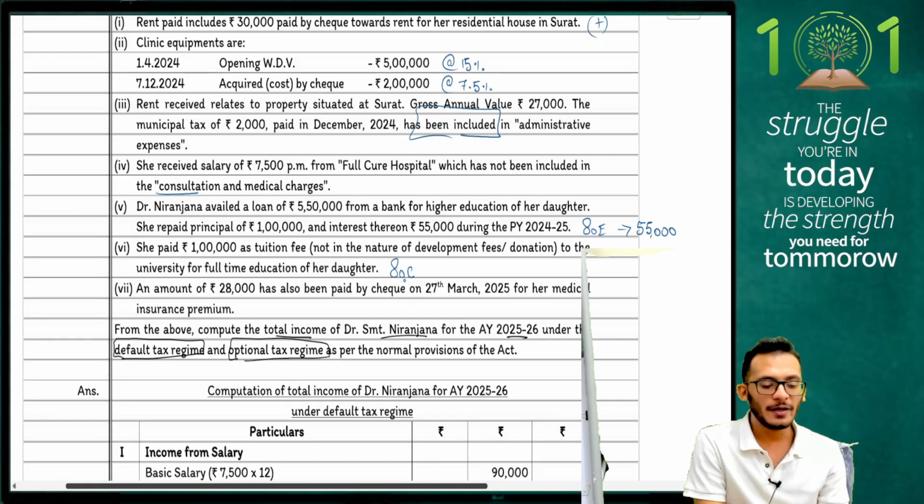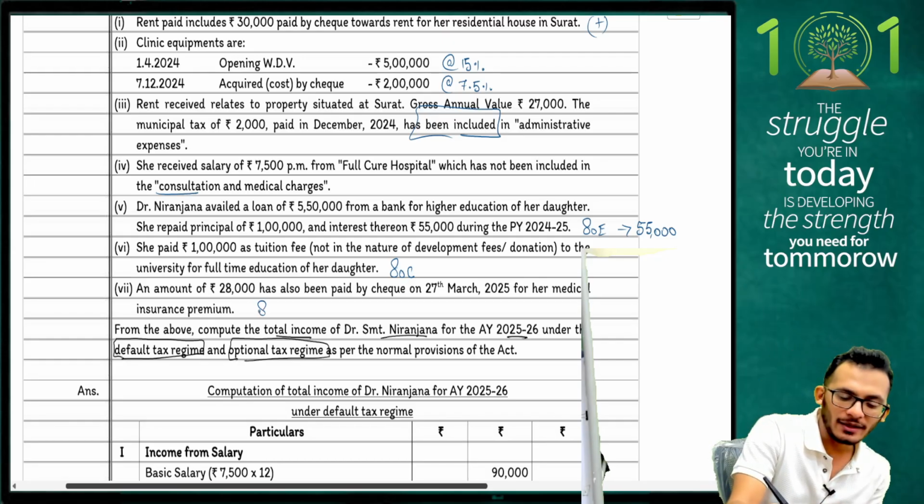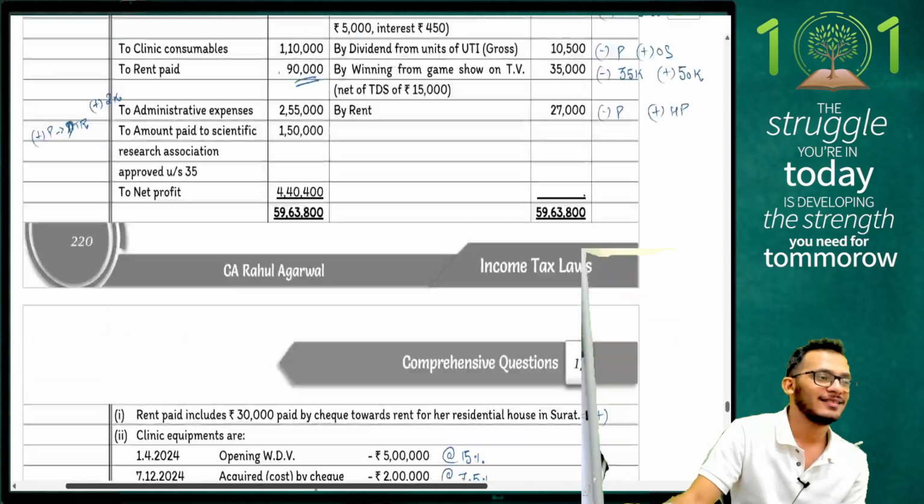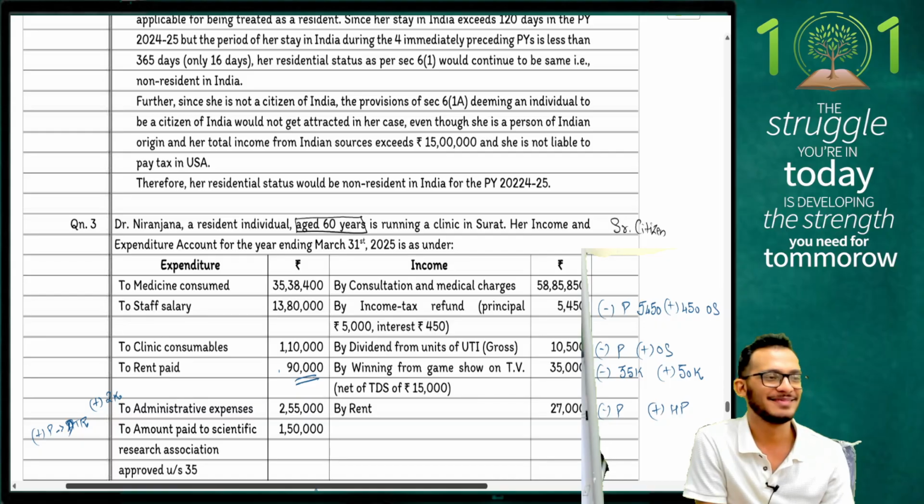Then I have an amount of 28,000 paid by cheque on 27 March 25 for medical insurance premium. 80D amount eligible: 28,000 fully. मेरे को पता होना चाहिए. मेरे को पता है, मैंने देखा था.